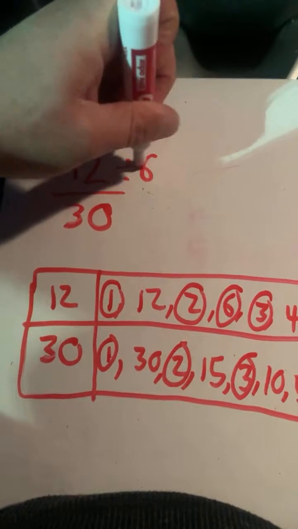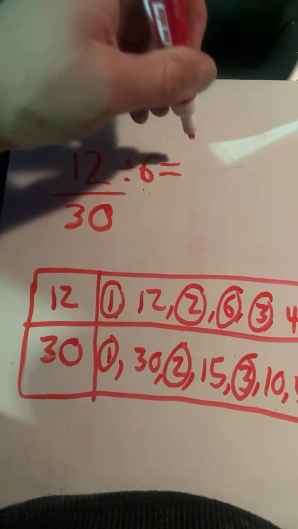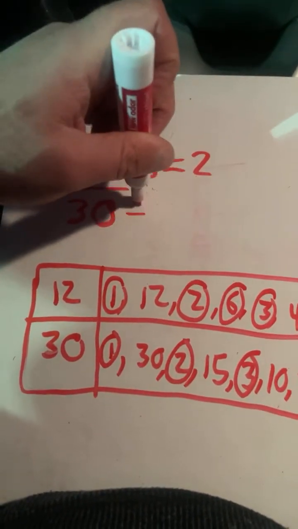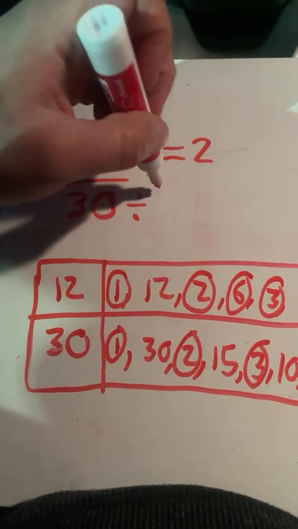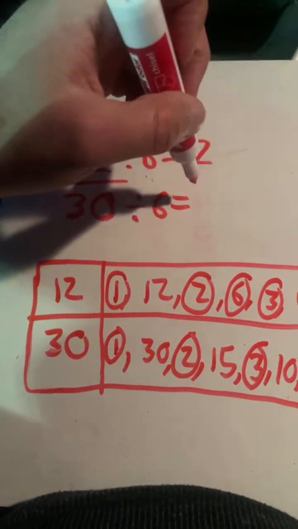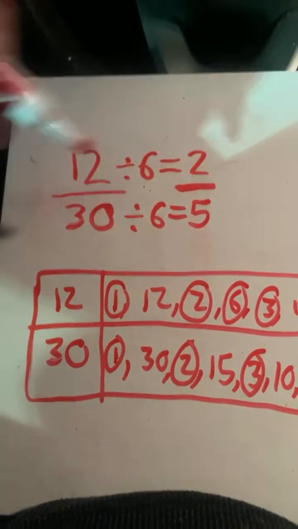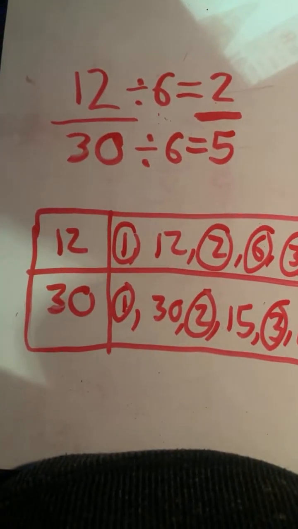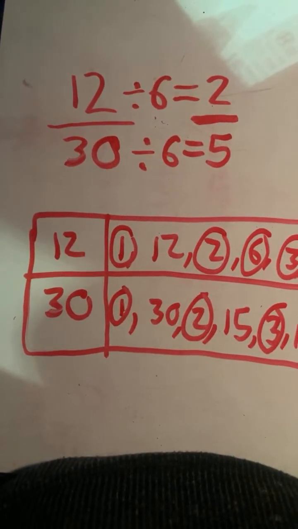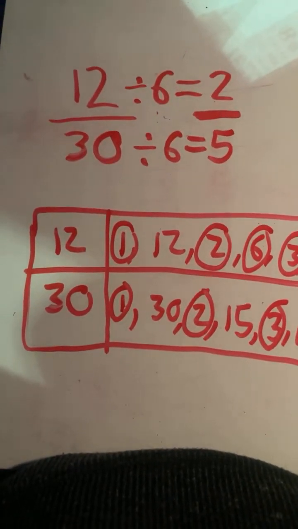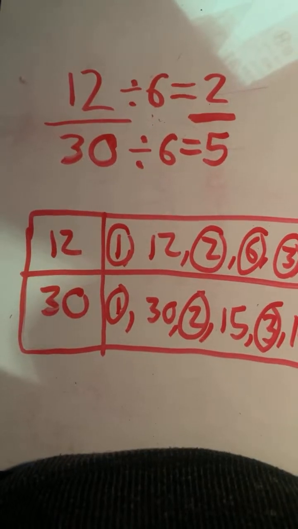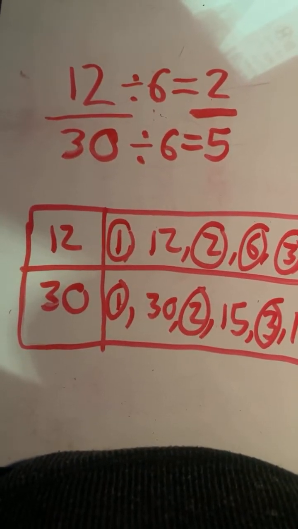So 12 divided by 6 equals 2. 30 divided by 6 equals 5. And we have our final answer. 12/30 reduced to lowest terms is equal to 2/5.